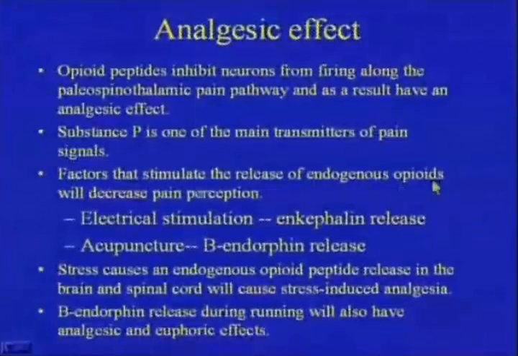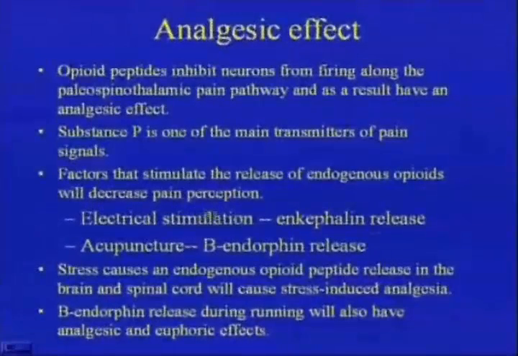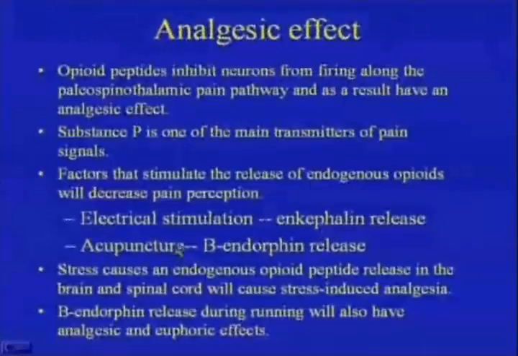Factors that stimulate the release of endogenous opioids will decrease pain perception. This is one of the mechanisms of action of percutaneous electrical stimulation, which will cause enkephalin release, one of the opioids. Acupuncture causes beta endorphin release. Stress causes an endogenous opioid peptide release in the brain and spinal cord that will cause a stress-induced analgesia.